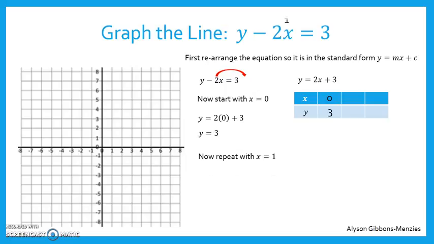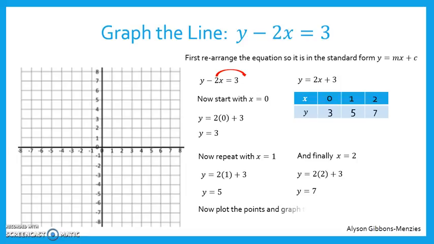Now I'm going to repeat with x equals 1. So y equals 2 times 1 plus 3, y equals 5. And finally, x equals 2. So I'll replace x with 2. Y equals 2 times 2 plus 3, y equals 7. Now I'm going to plot the points and graph the line y equals 2x plus 3. 0, 3, 1, 5, and 2, 7. And draw my straight line.